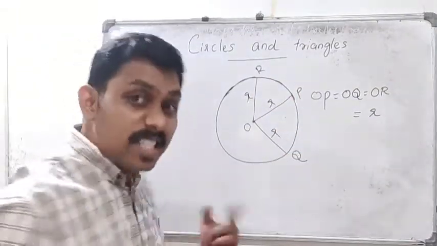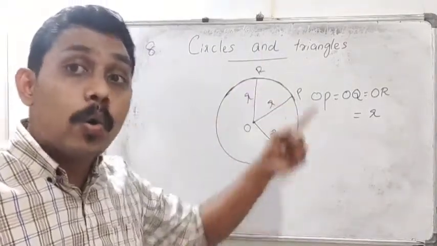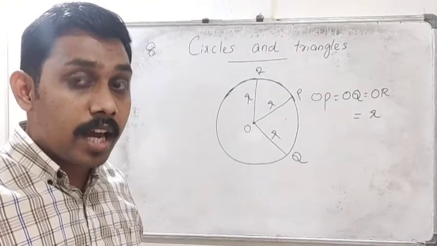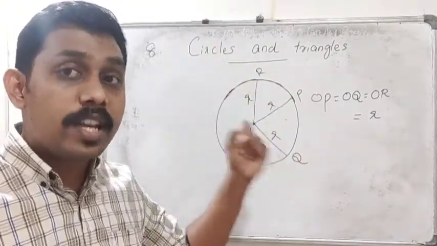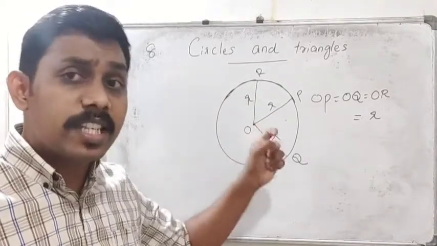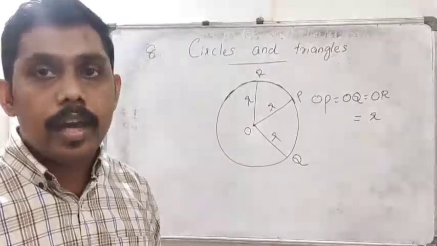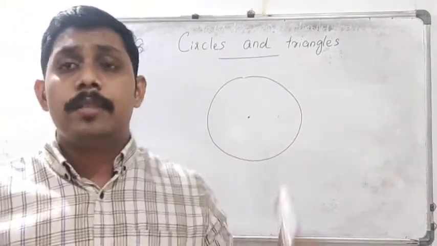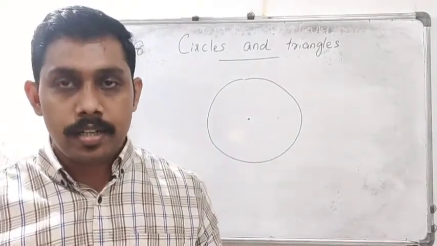Circle is a closed curve. O is the center of the circle. That means all the points in the circle are equidistant from a fixed point, the same distance from a fixed point. That fixed point is called the center of the circle. Okay. So we have discussed what a circle is, and the center and radius of a circle, isn't it?